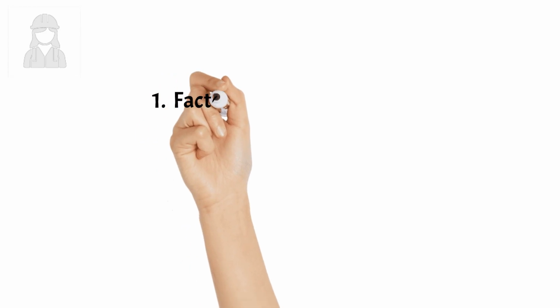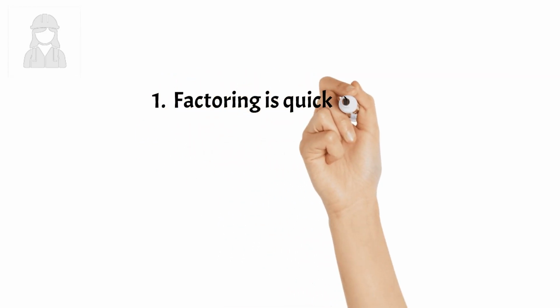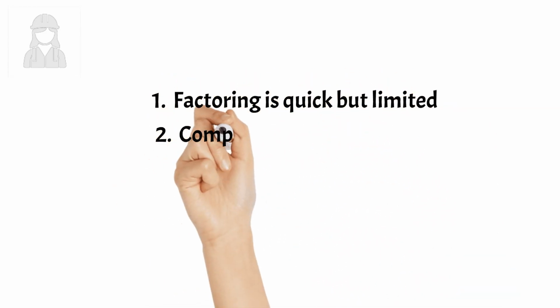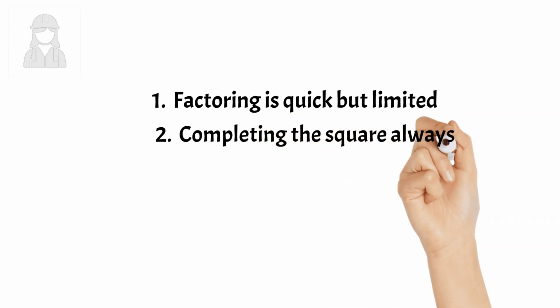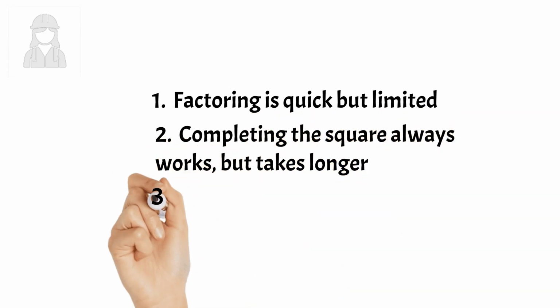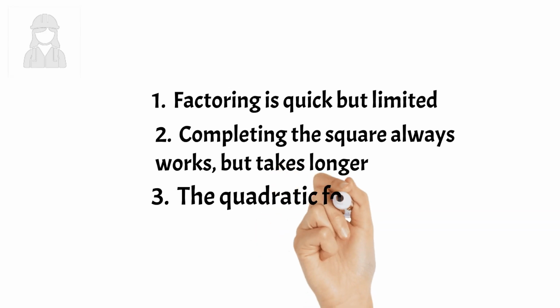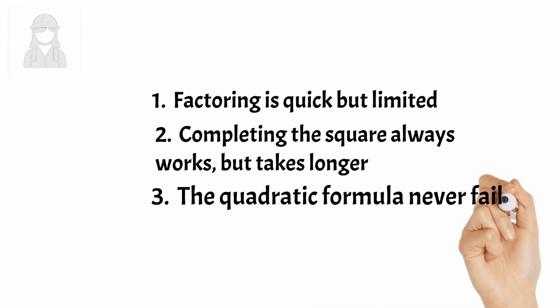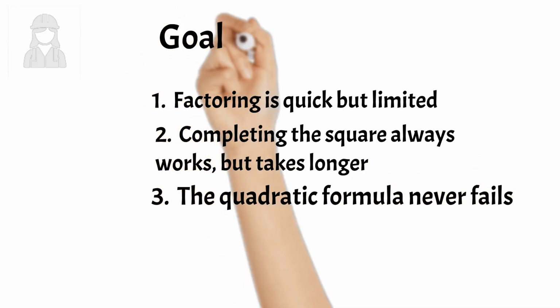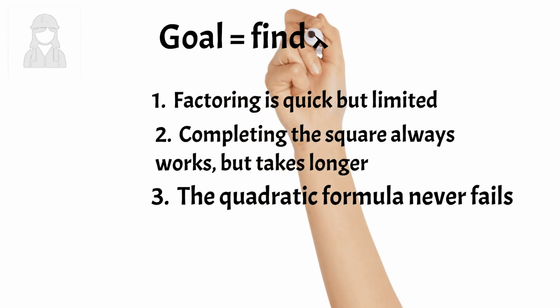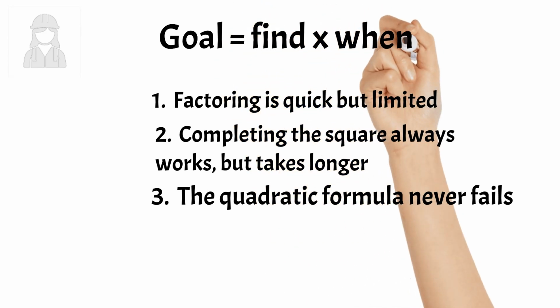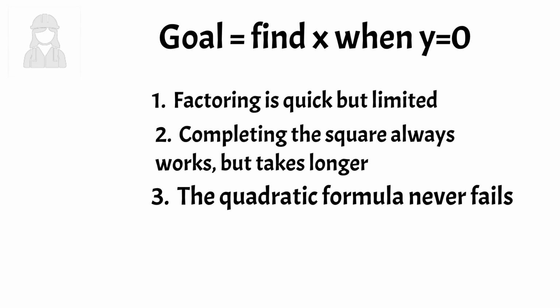So here's the big picture. Factoring is quick but limited. Completing the square always works but takes longer. The quadratic formula never fails. And remember, the reason we set equations equal to 0 is to find the x values when y equals 0, where the curve crosses the axis.